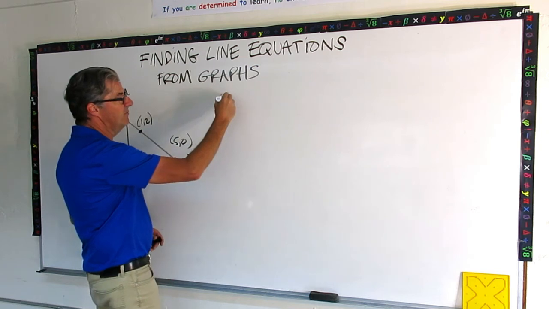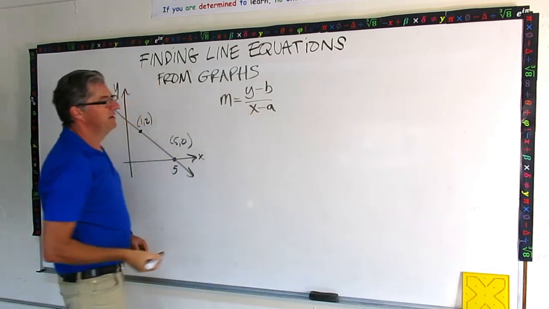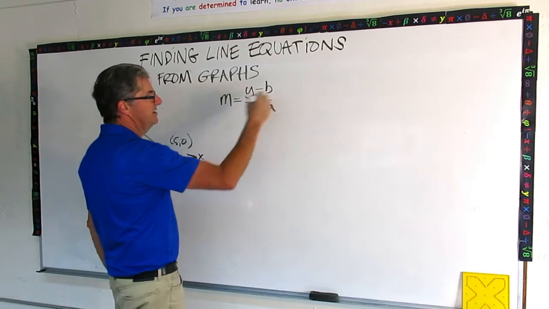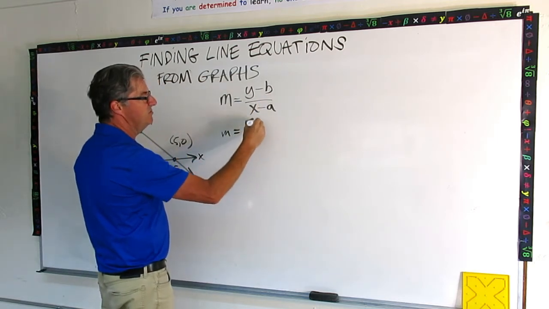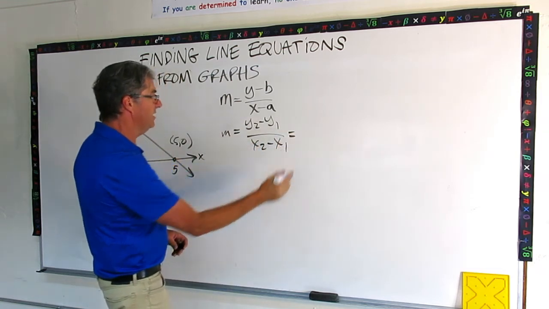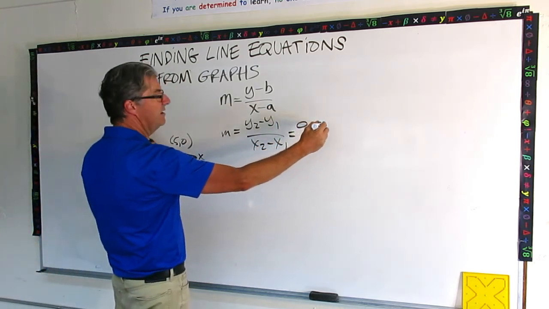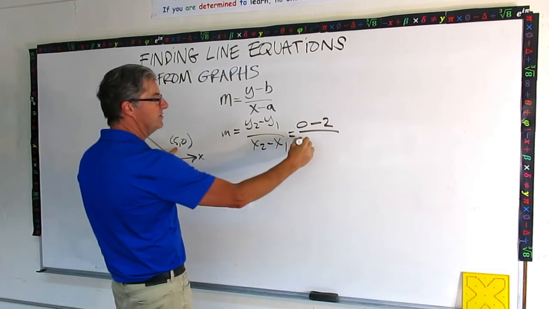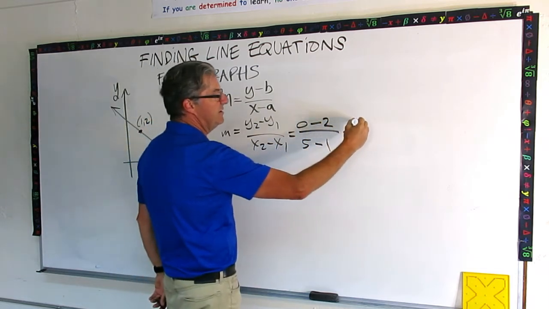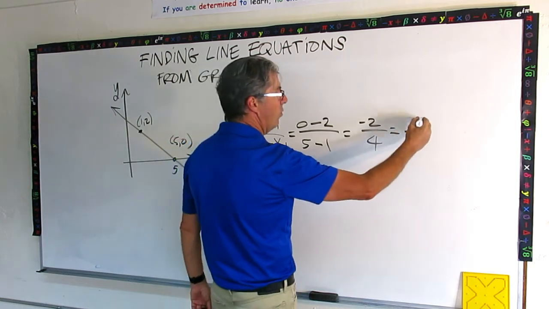Here's our general form with a point and a slope, y minus b over x minus a. And the first thing we need to do is find our slope, so let's just go slope equals y2 minus y1 over x2 minus x1. And we're going to do our plug-in step. I'm going to call this one point 2. So y2 is 0 minus y1, which is 2, over x2, which is 5, minus x1, which is 1. So that's going to give us 0 minus 2 is negative 2. 5 minus 1 is 4. This reduces down to minus 1/2.